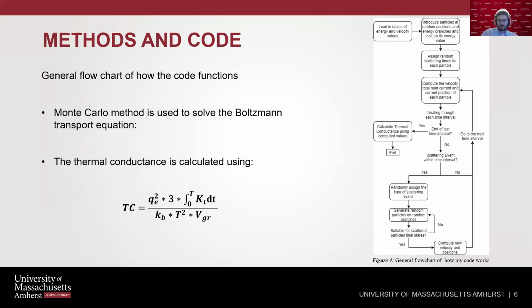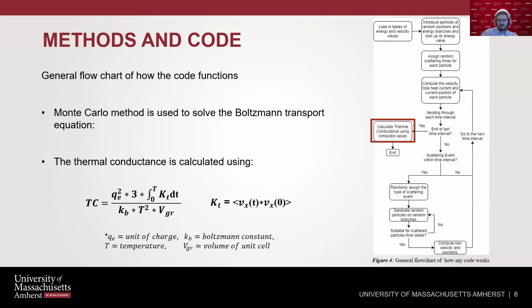Looking at the flowchart on the right, we see a general guide on how my code treats the BTE. The maroon boxes on the flowchart are the places where the Monte Carlo method comes into play. A lot of randomness is used in the code, but the best example would be the maroon box at the bottom, where random phonons are generated until they are suitable to represent the final state of phonons after its scattering event.